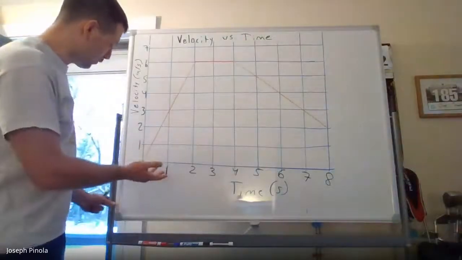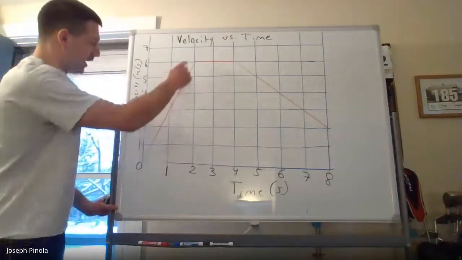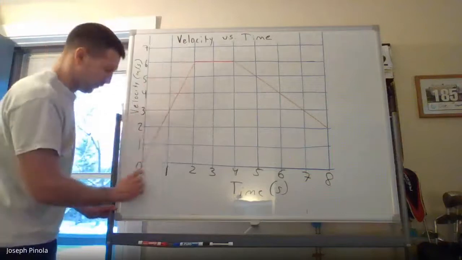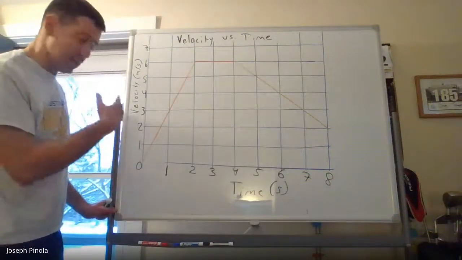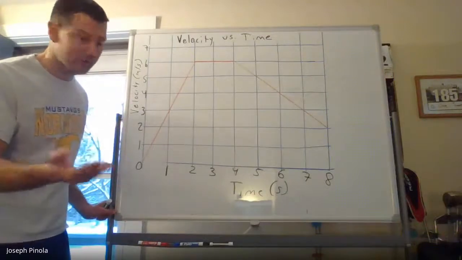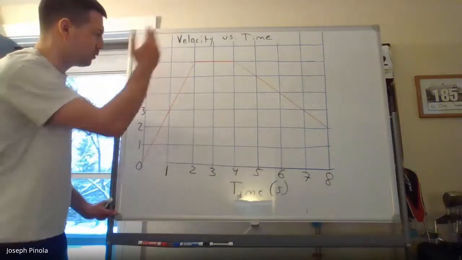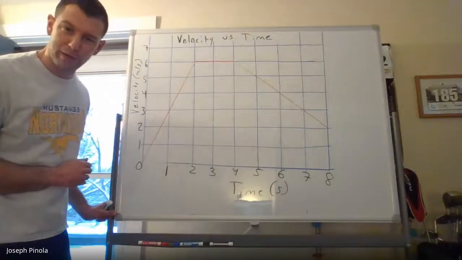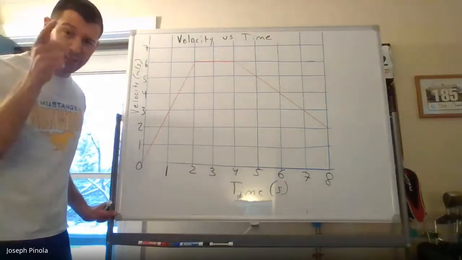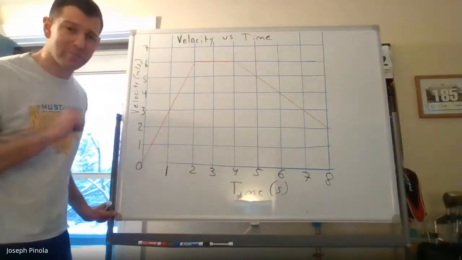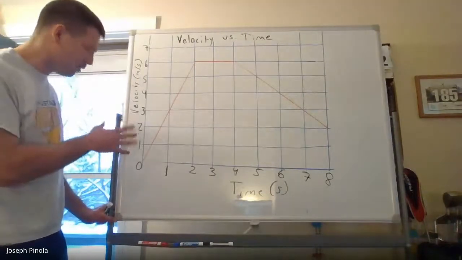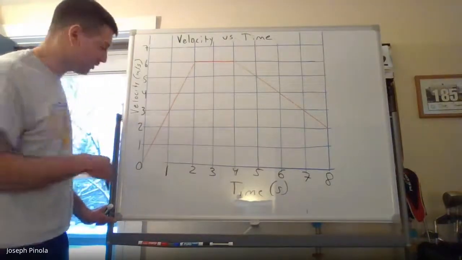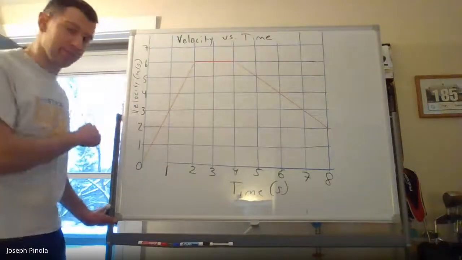So let's focus on the first part of our graph, which is this line that slopes upward from 0 to 2 seconds. Now, during this time, in the distance versus time graph, we said that it was showing an object that was moving at constant speed away from the origin. But now, this object is not moving at constant speed anymore. And that's because its speed, which is very closely tied to its velocity, is increasing.